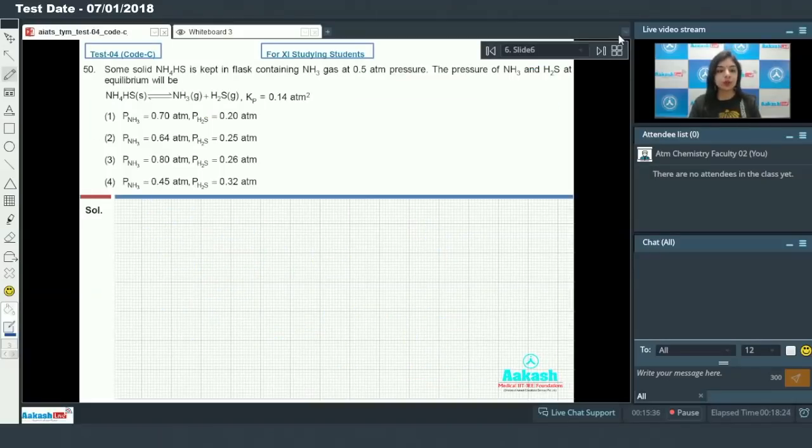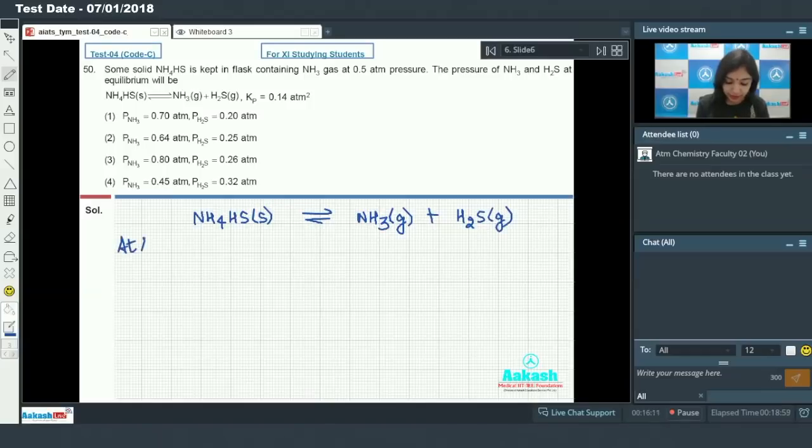So, students, now move on to the next one. We have question number 50, which is an example of heterogeneous equilibrium. So, some solid NH4HS is kept in a flask containing ammonia gas at 0.5 atm pressure. So, the pressure of NH3 and H2S at equilibrium will be. Okay? So, yahan pe aapko ek heterogeneous equilibrium ka example diya hai, where you have the solid, that is NH4HS, which is in equilibrium with ammonia gas and H2S gas. And initially at time t equal to 0, the pressure of NH3 you have been given, that is 0.5 atm.